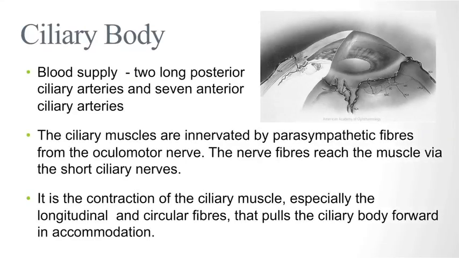Blood supply: 2 long posterior ciliary arteries and 7 anterior ciliary arteries. The ciliary muscle is innervated by parasympathetic fibers from the oculomotor nerve. The nerve fibers reach the muscle via the short ciliary nerves. It is the contraction of the ciliary muscle, especially the longitudinal and circular fibers, that pulls the ciliary body forward in accommodation.